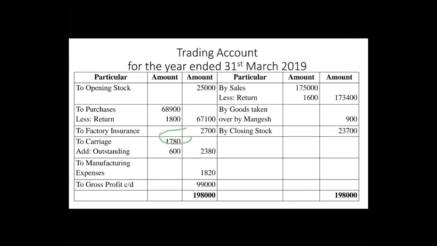You are going to add the outstanding which is given, 600. 1,780 plus 600 is how much? Sorry, it is 2,380. So on both audit fees and carriage, we have added the outstanding expense. Now the second effect will be there.